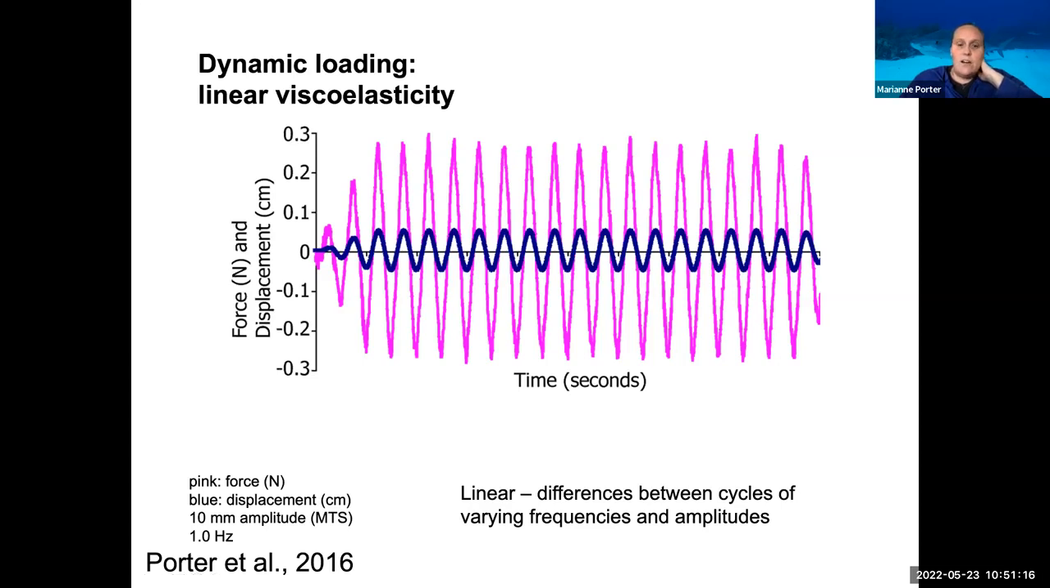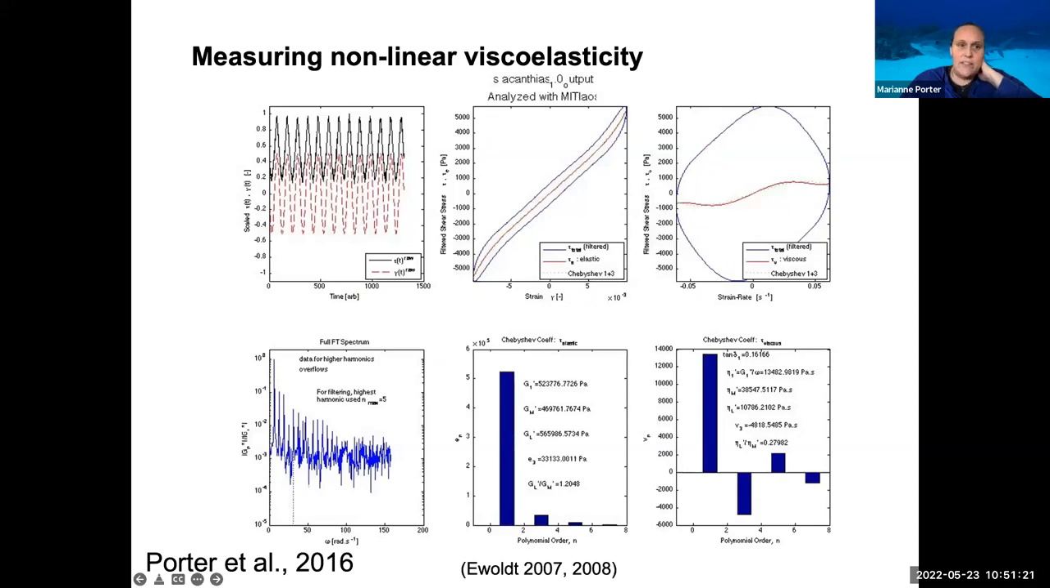When we're looking at our nonlinear properties and calculating it within this framework, we get a lot more information. This was something we were able to modify from work that Randy Ewalt did during his dissertation. He was looking at low amplitude oscillatory stress. He's a rheologist, and we wanted to put this in the context of bending. So we called this low amplitude oscillatory bending as we were starting to look at this.